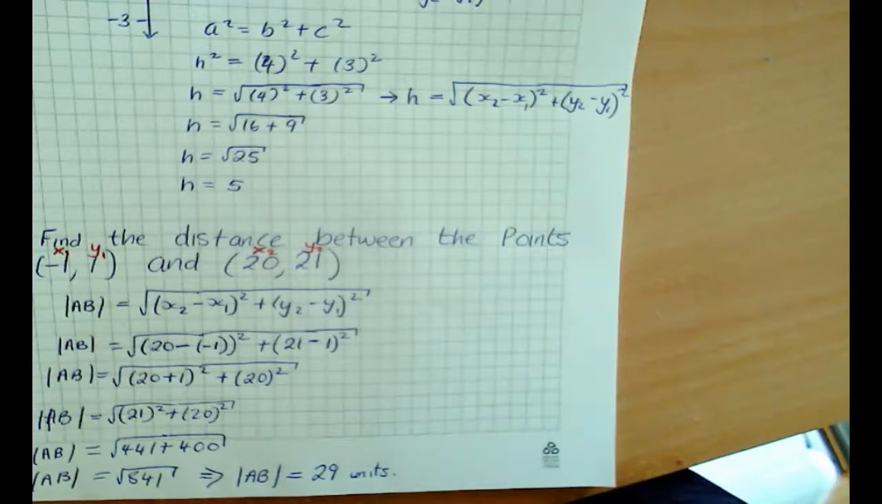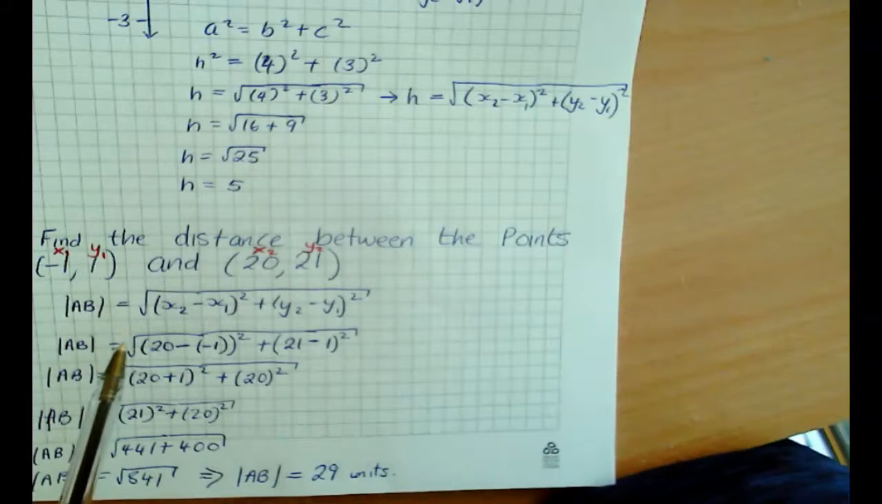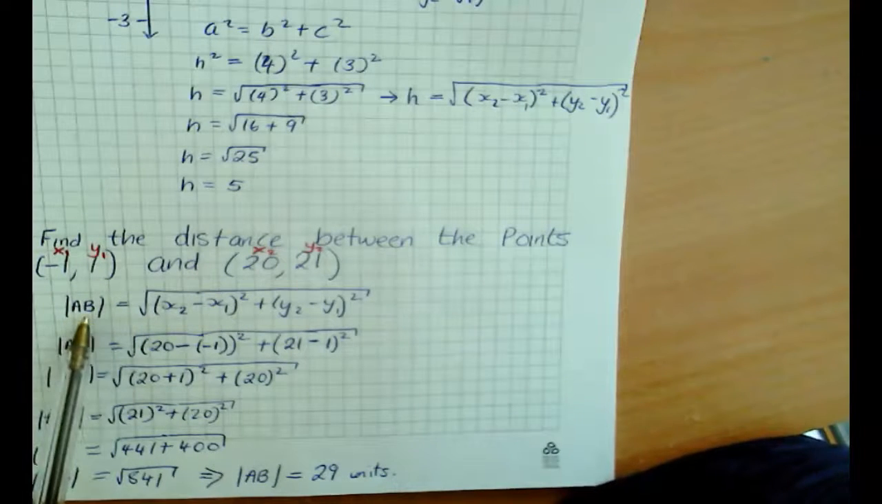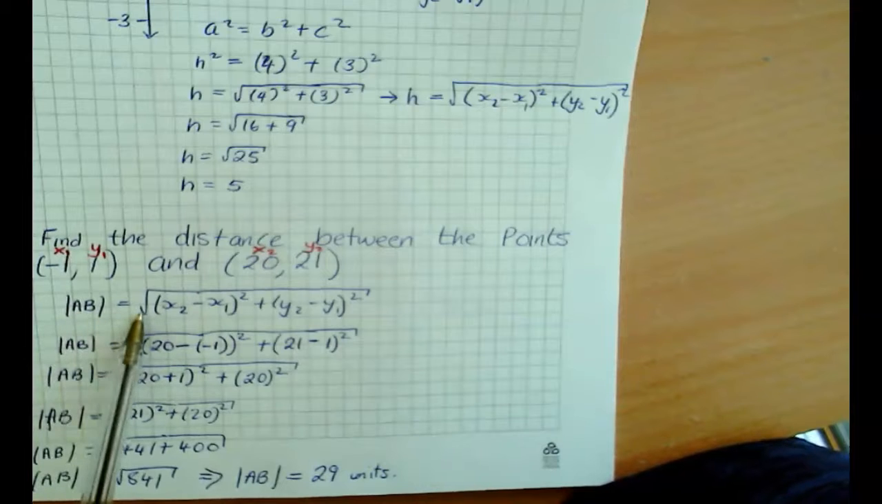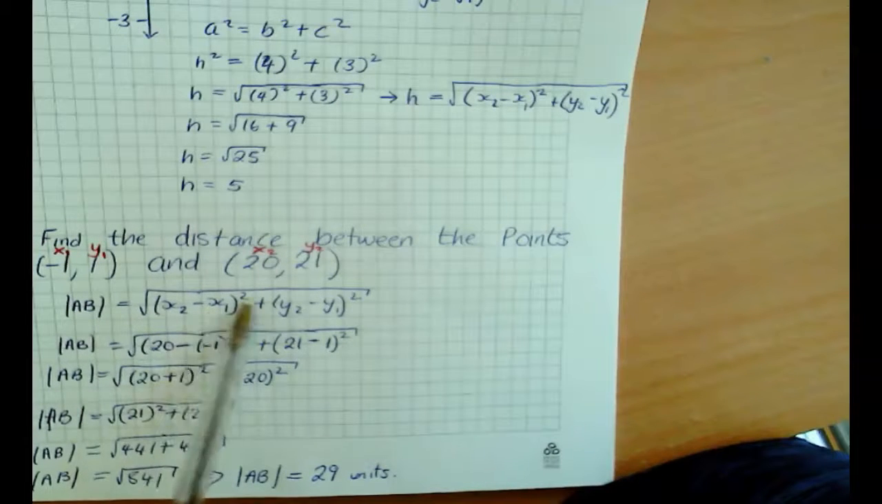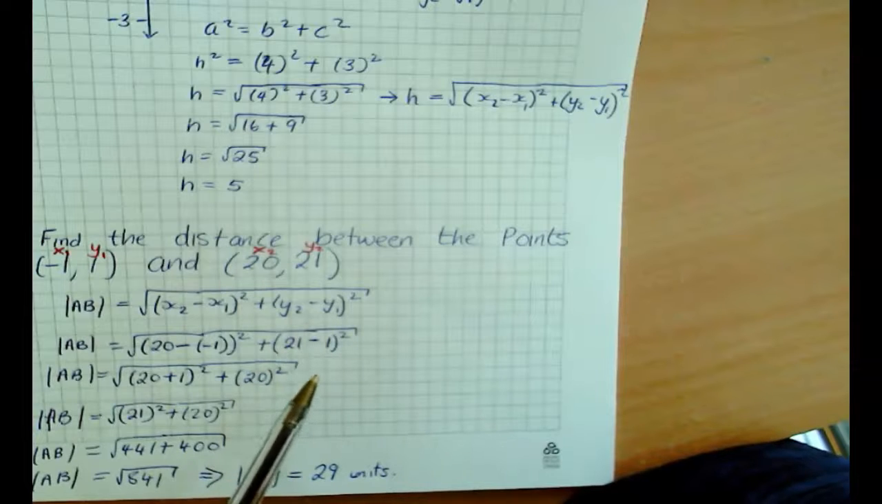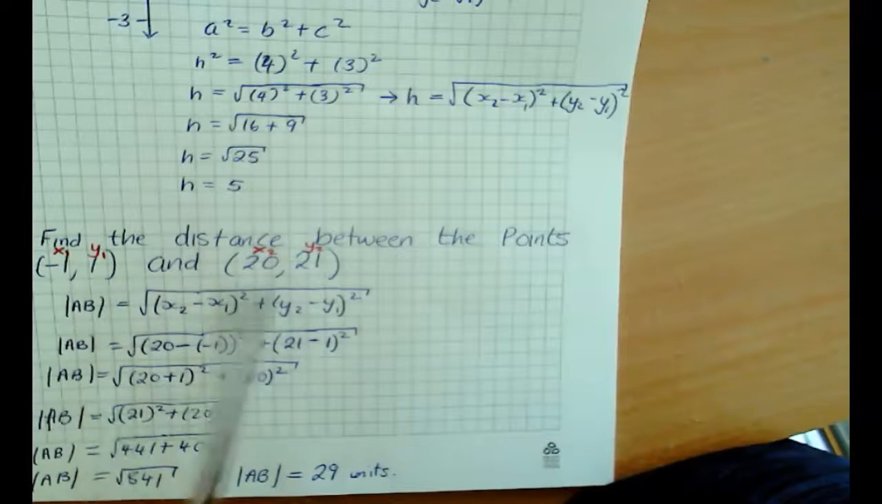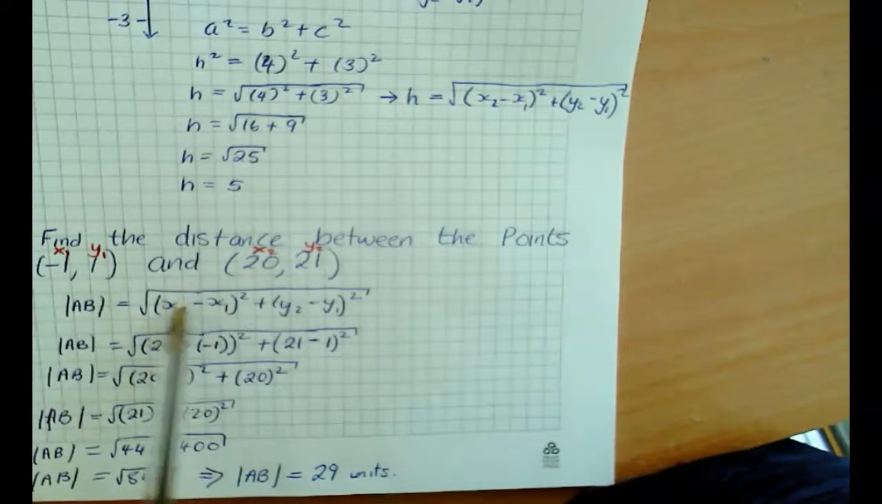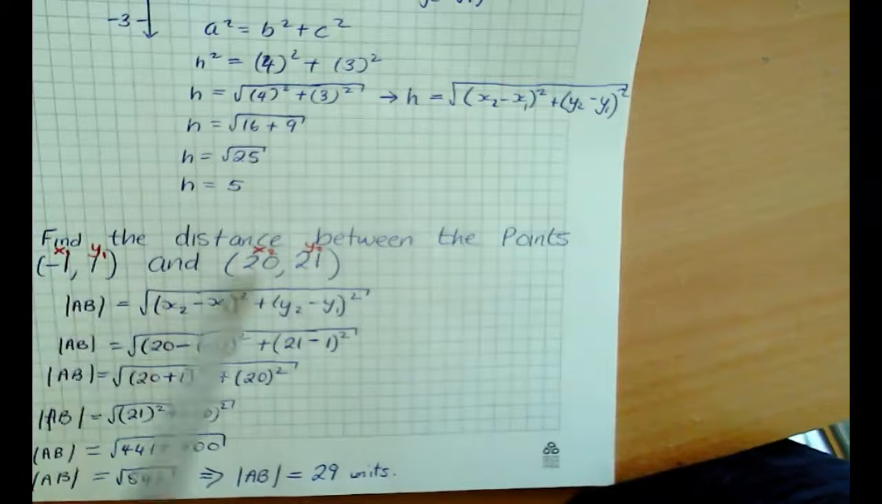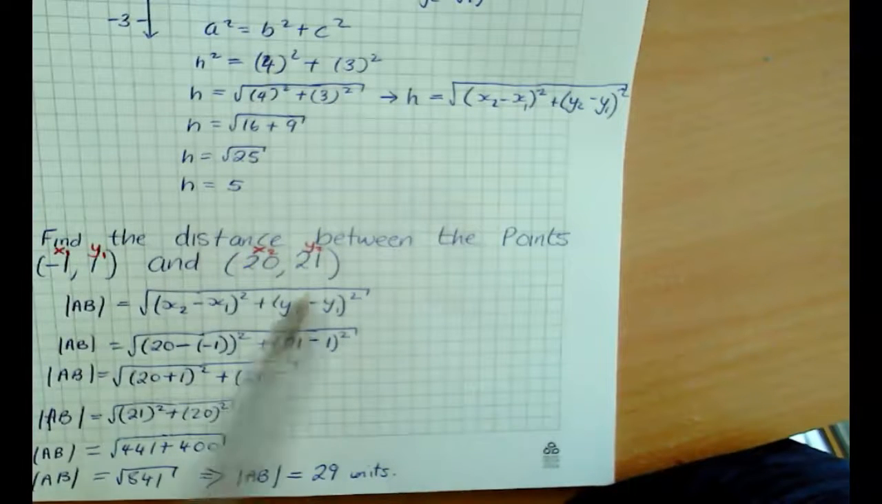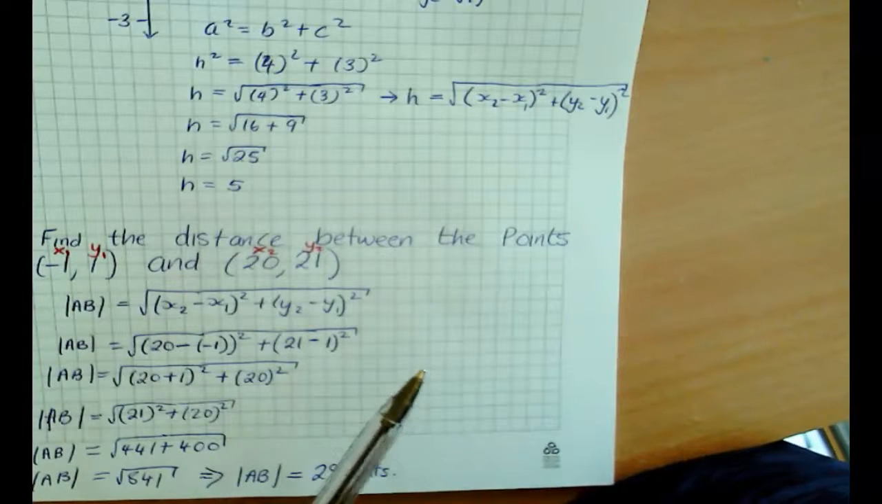Alright. So what did I do there? The first thing is I wrote out my formula. So the distance between A and B is equal to the square root of x2 minus x1 all to be squared plus y2 minus y1 all to be squared. Then I labelled my points. So I had an x and a y, an x and a y, and then I labelled them x1, y1, x2, y2. So that's just another difference between the two x's.